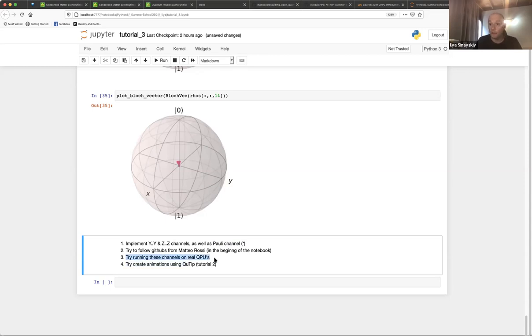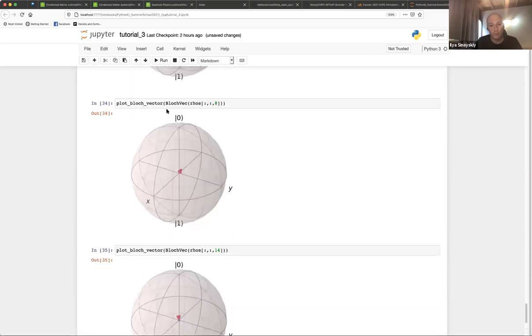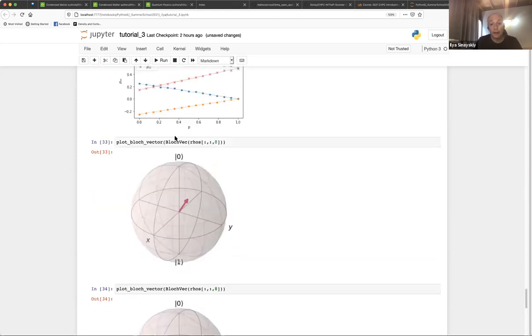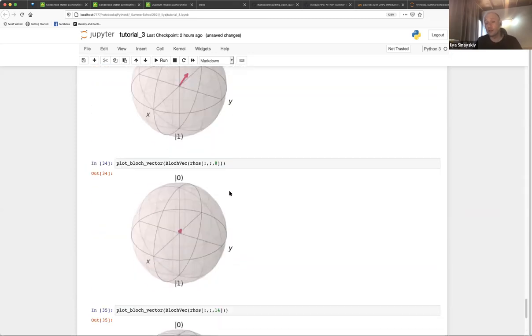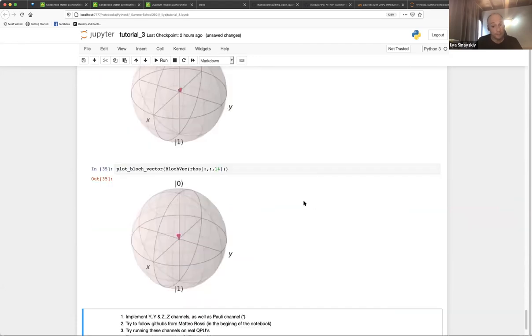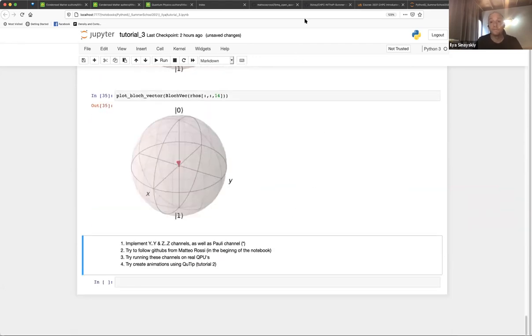Again, you go to the IBM webpage, quantumcomputing.ibm.com, you register, it's free, and you get access to the free devices. And the last thing which I suggest you can do is go to the previous tutorial, to the QuTiP one, and try to create an animation of what's happening to the Bloch vectors under the action of these channels, or under the action of the Pauli channel, and so on and so forth. Thank you very much.